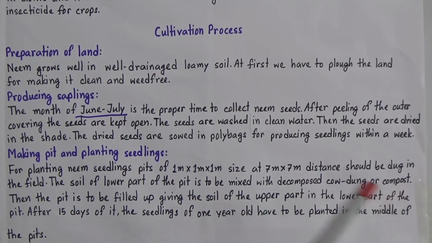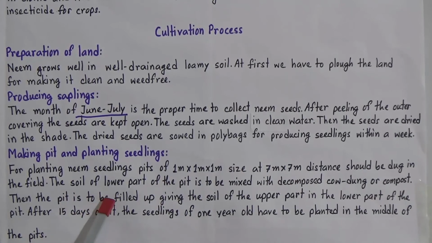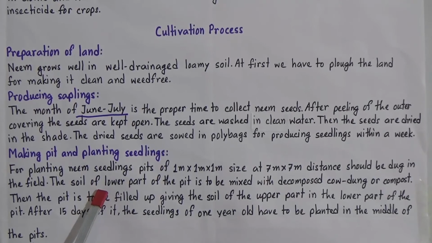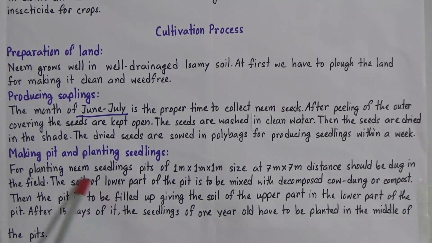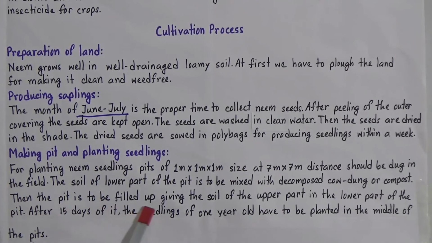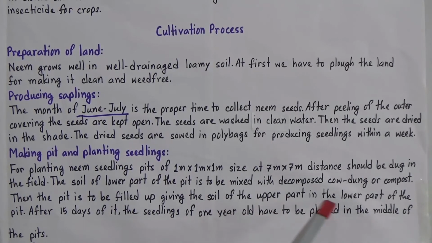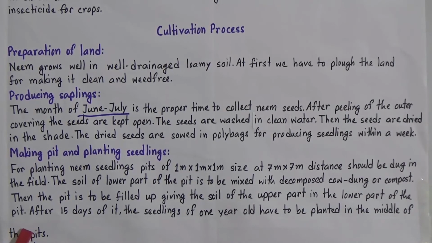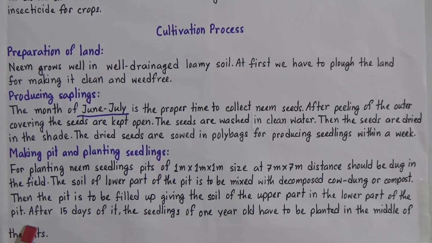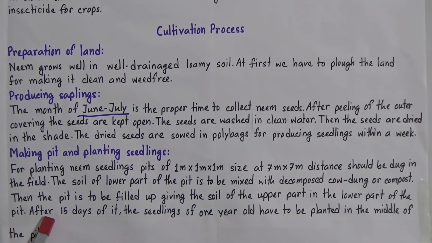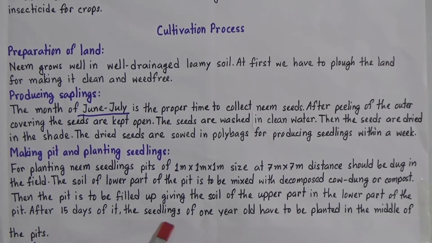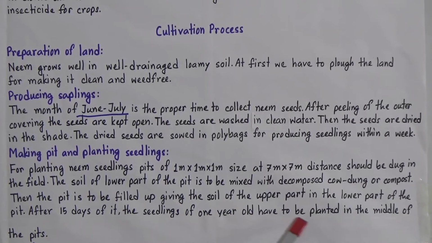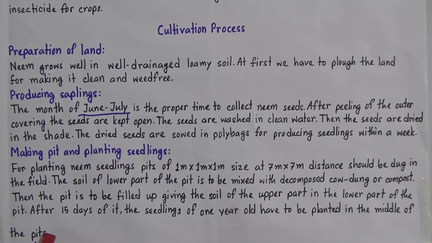Now look, whenever you dig the pit, you will separate the soil of the upper part and the lower part. Then what will you do? Then the pit is to be filled up, giving the soil of the upper part in the lower part of the pit. So we will fill up the pit with the upper part of the soil, but before that we need to dry up this pit for 15 days in the sun, and after 15 days of it, the seedlings of 1 year old have to be planted in the middle of the pits.